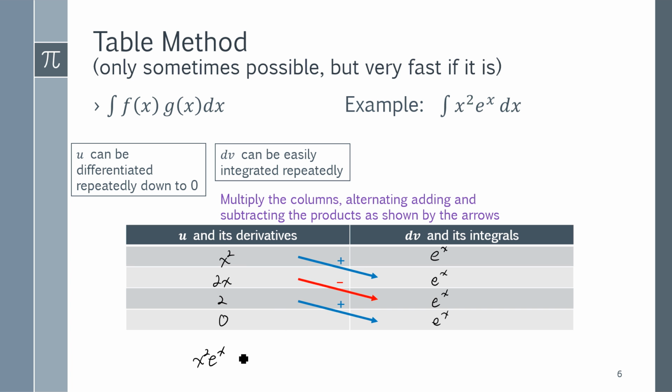Then I have a minus sign, 2x times e to the x, plus 2 times e to the x, and then because this is indefinite, plus c. And there's my antiderivative.